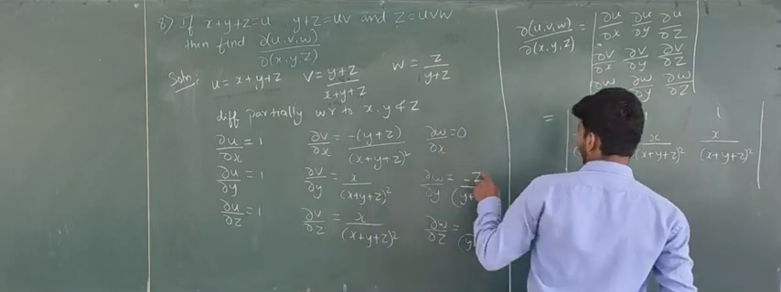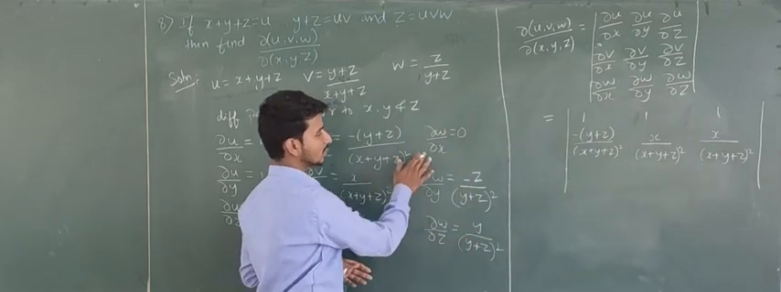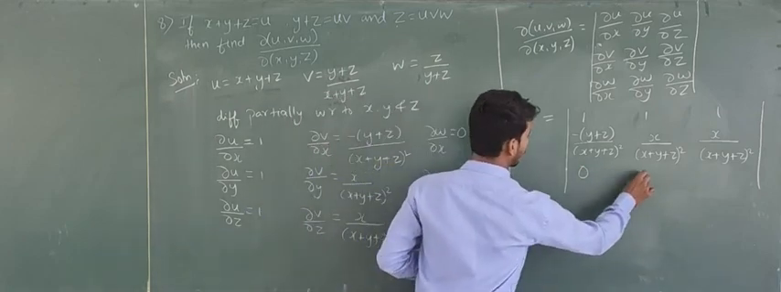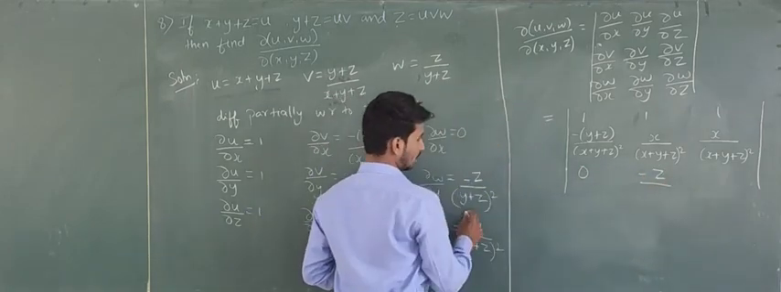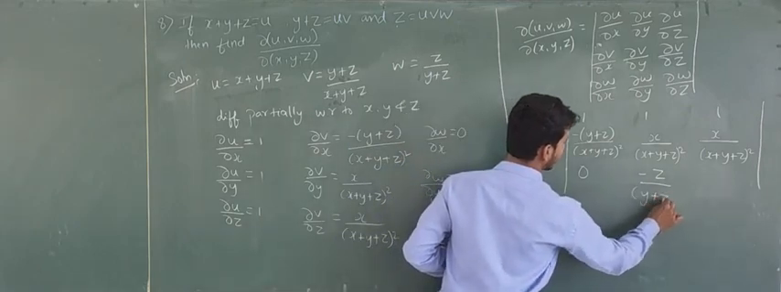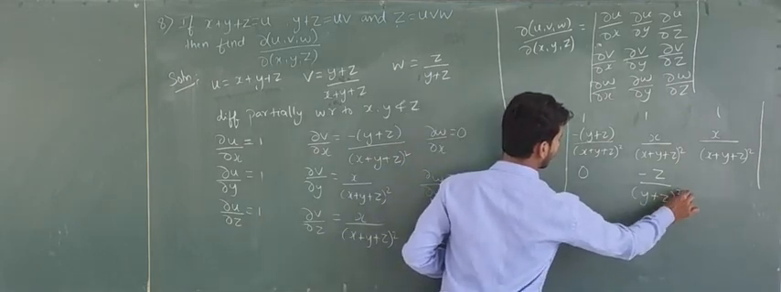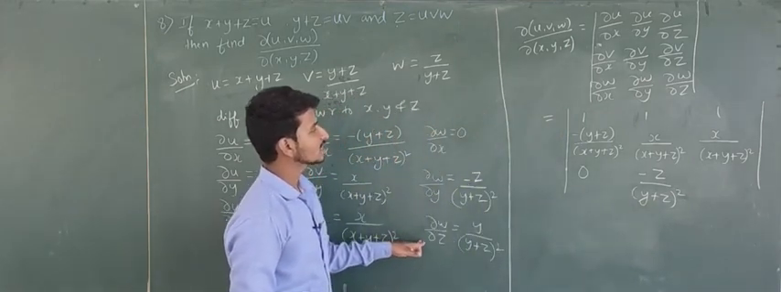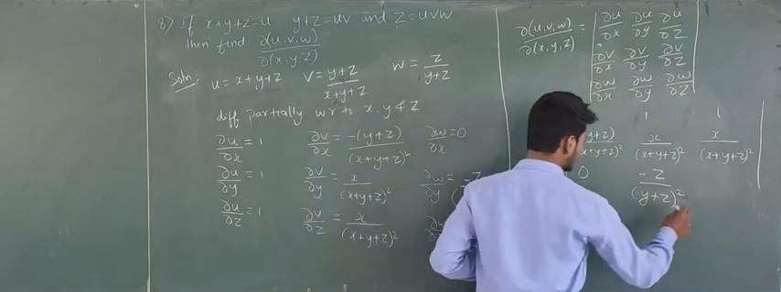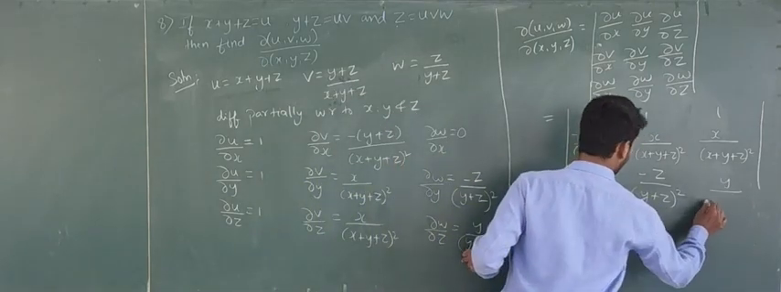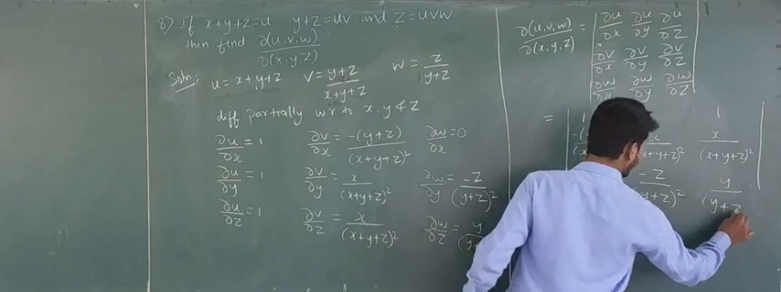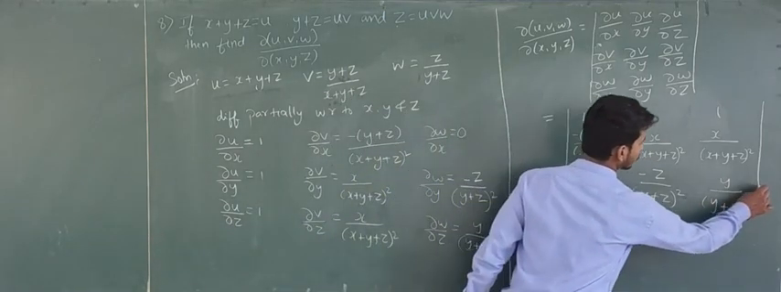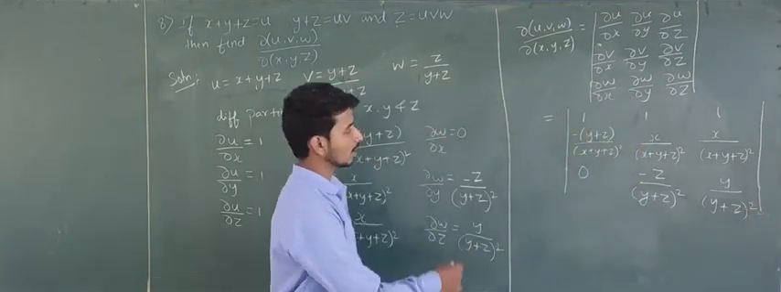Now, ∂w/∂x is 0. ∂w/∂y is minus z divided by (y plus z) whole square. Next, ∂w/∂z is y divided by (y plus z) whole square. This is the way we can write it in the determinant form.